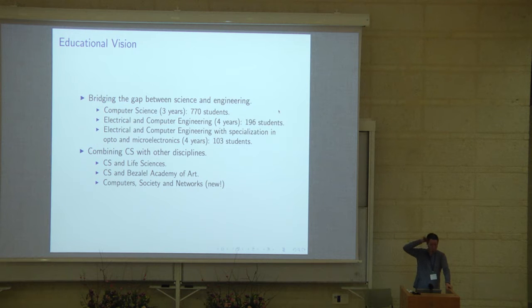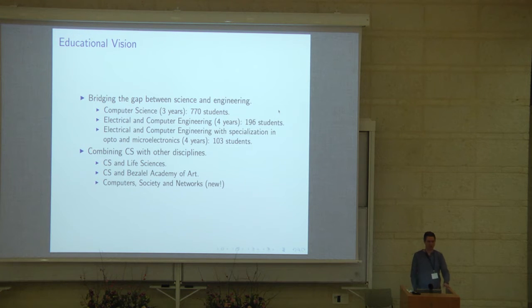But we also have a four-year program in electrical and computer engineering, which currently has 200 students, and another four-year program in electrical and computer engineering with a specialization in opto and microelectronics, which currently has 100 students. So again, if you have family members who are thinking of where to study, a lot of people don't know that there's an option to study electrical engineering here, but there is. We have excellent students and excellent faculty members.